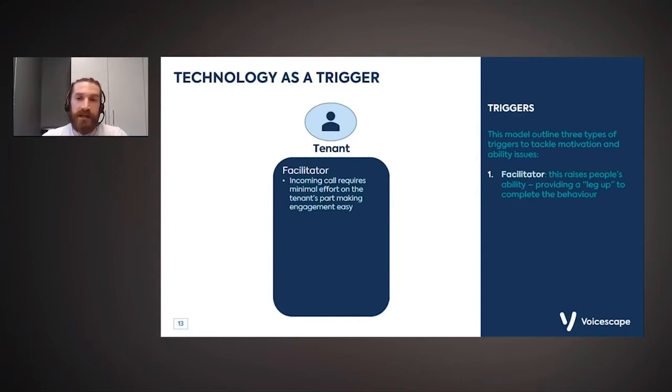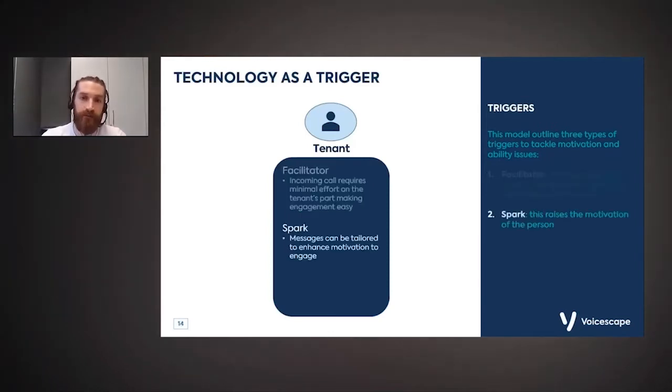So if we think firstly in terms of facilitator triggers, we can maximize issues of time, ease, and psychological capability by sending an outbound automated call at the right time that transfers the tenant directly to the person that they need to speak to, following a short and simple message that provides that tenant with a clear understanding about the context of the call. So in doing so, giving them that leg up to complete that behavior.